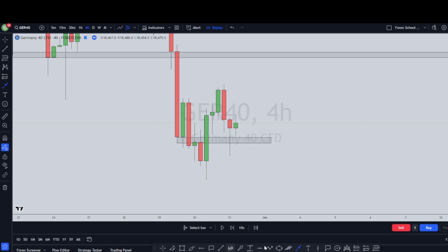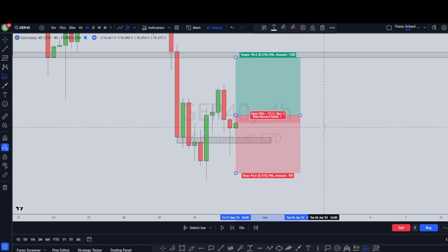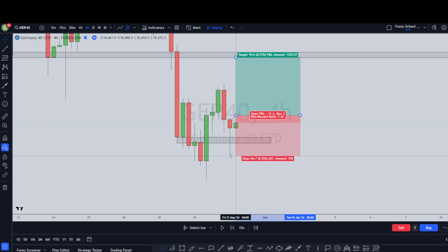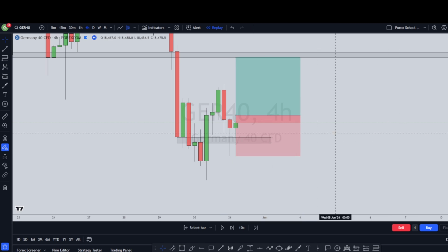So what you needed to do was to see price break the high of this candle, and that is when you would be executing the trade. So what you do is you set a buy stop. I hope you understand the difference between a buy stop and a buy limit.